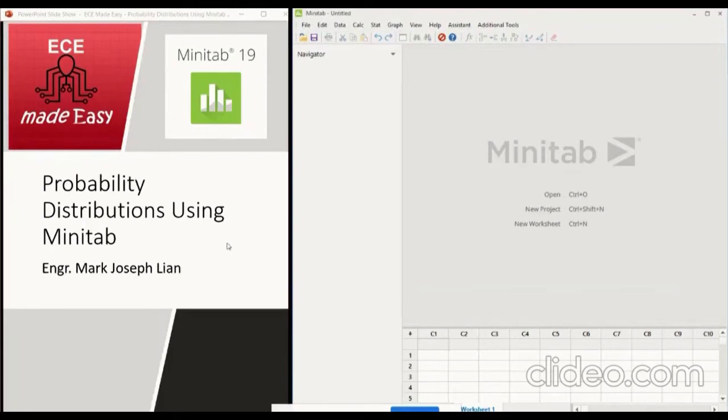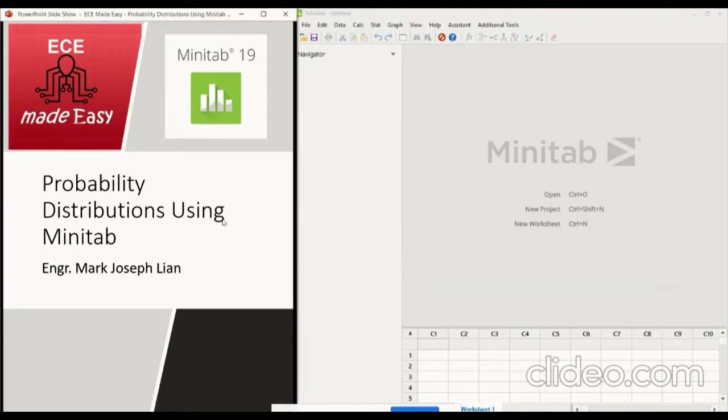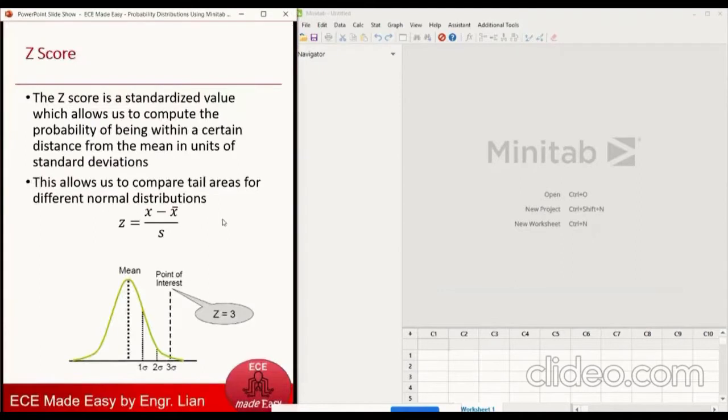Okay, hi guys. Today I'll be discussing probability distributions using Minitab. I'm currently using Minitab 19, the latest version of Minitab. Let's first have a short lecture here.